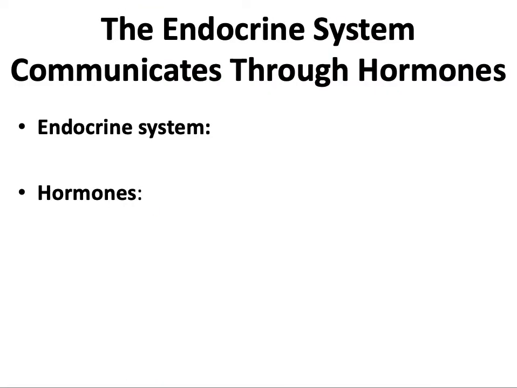And now on to the endocrine system, and it communicates through hormones. The endocrine system is a communication system that uses hormones to influence thoughts, behaviors, and actions. The main difference is that the nervous system uses electrochemical signals, whereas the endocrine system uses hormones to communicate. Hormones are chemical substances released from endocrine glands that travel through the bloodstream to targeted tissues. The tissues are subsequently influenced by the hormones.